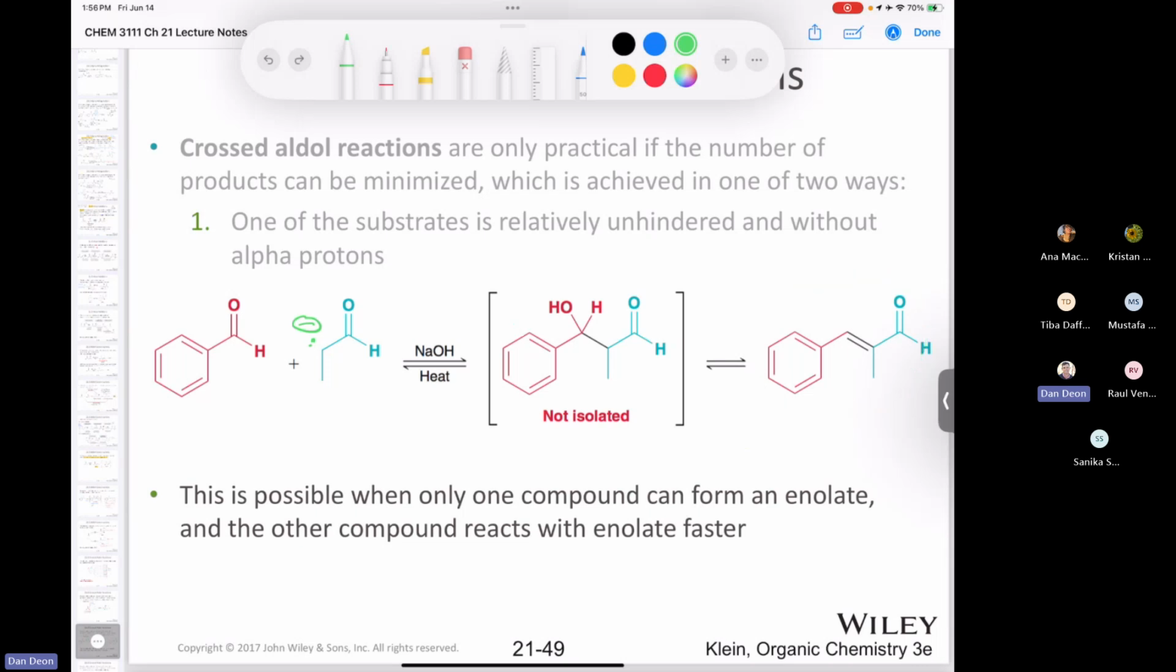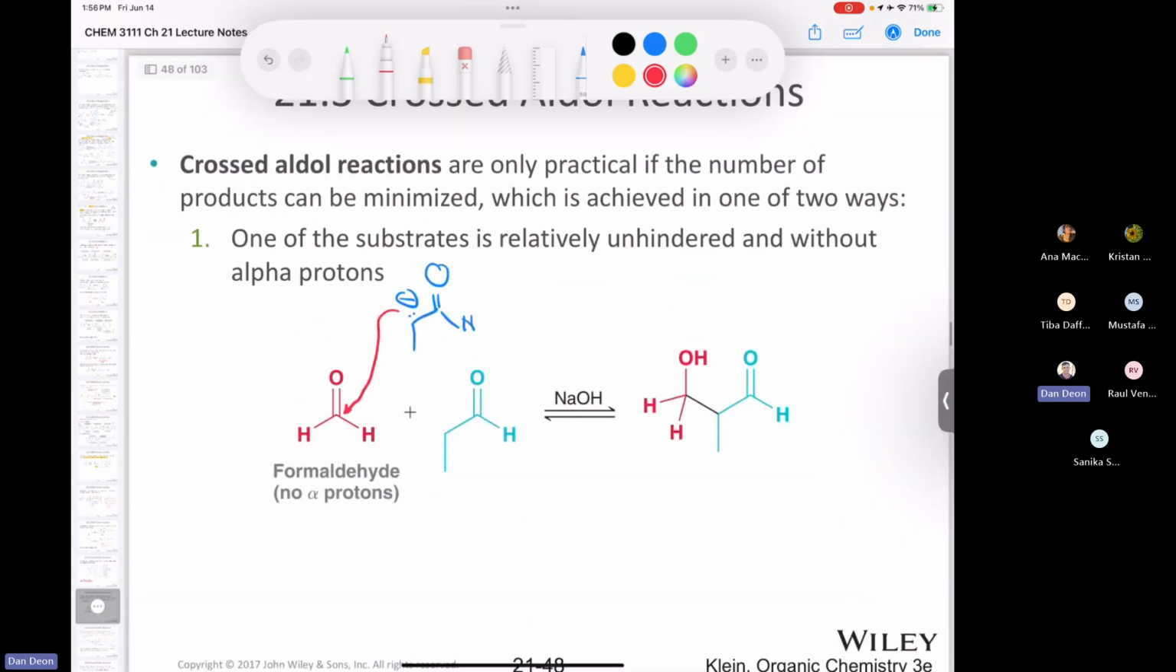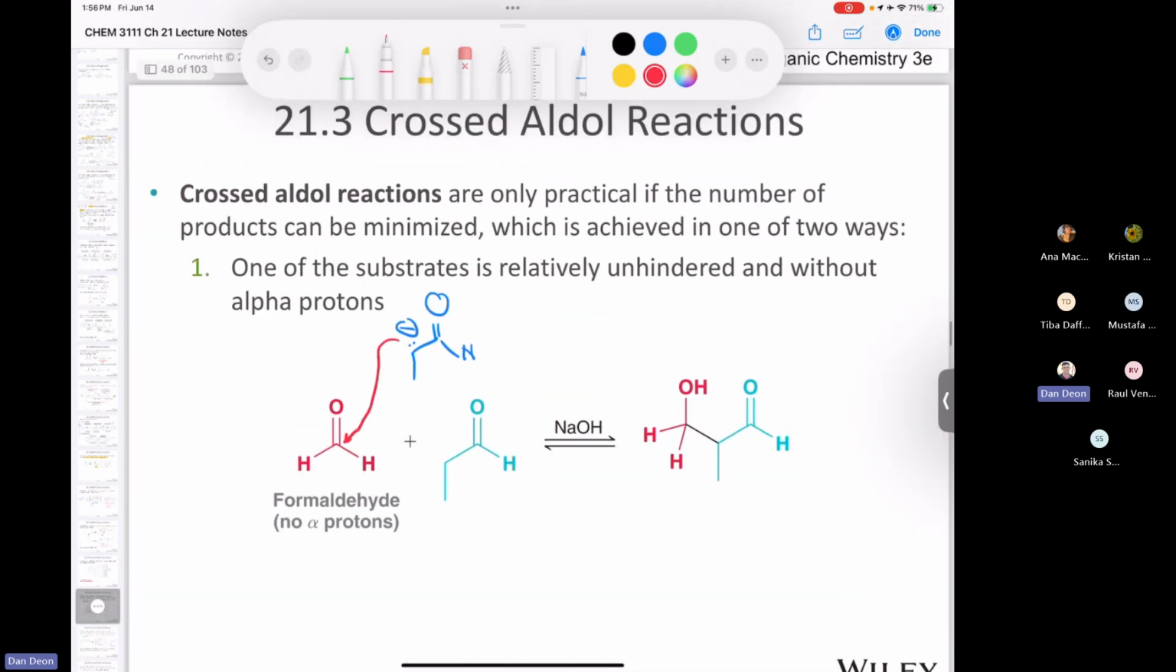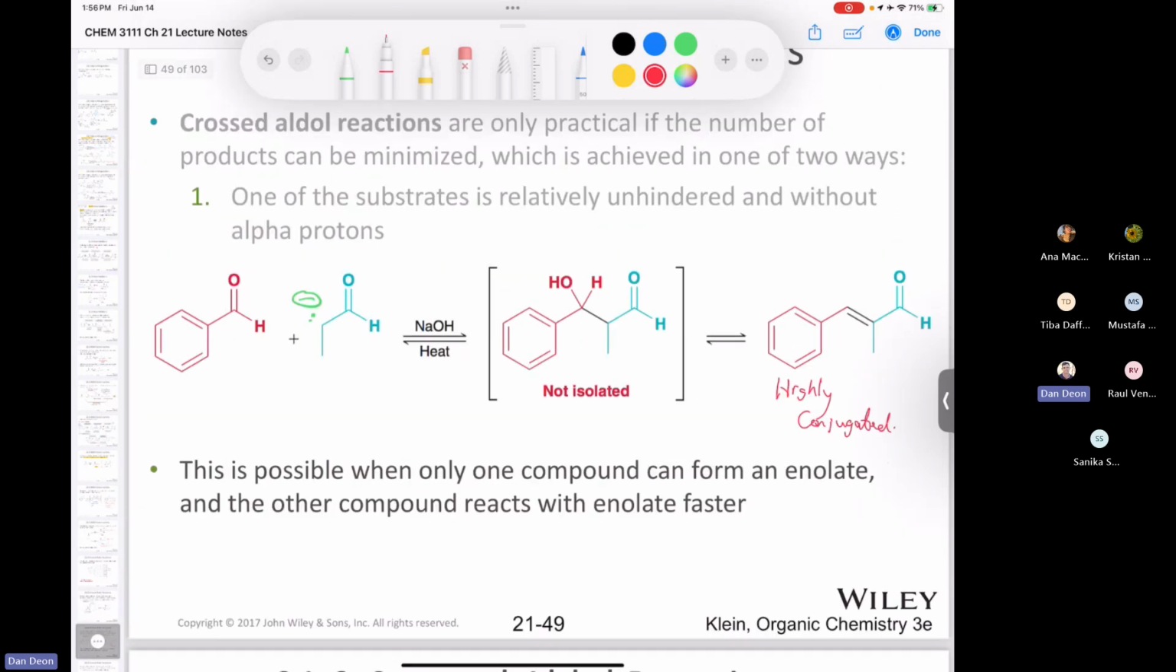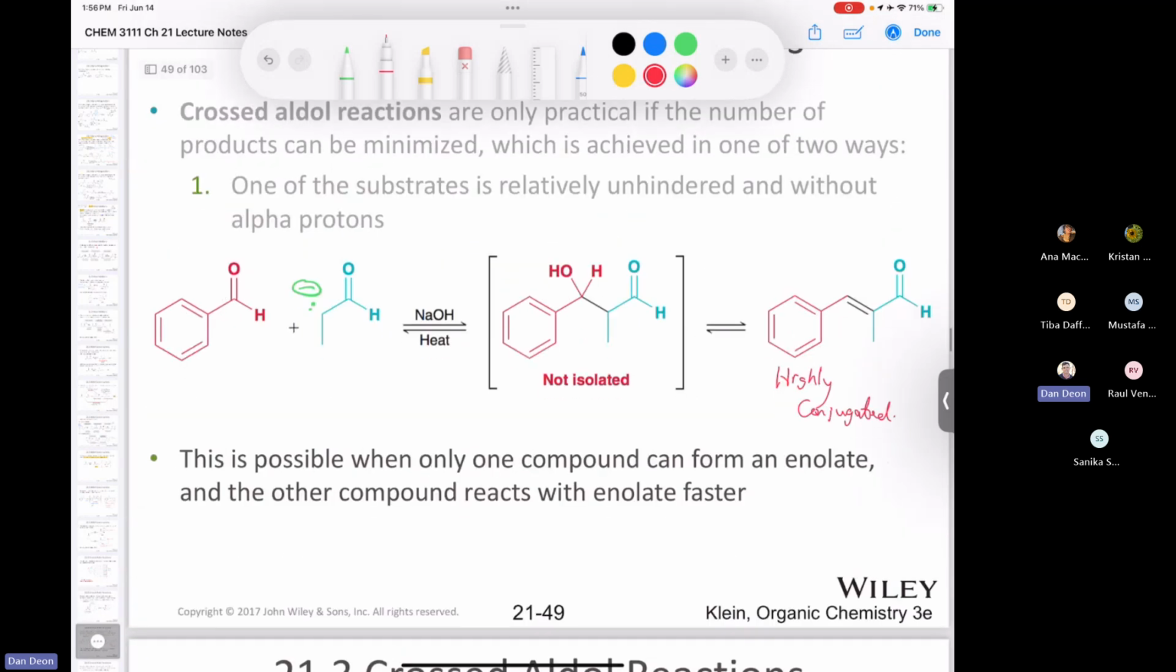So I'll even write that in here. We'll just write here, highly conjugated. So that would be a driving force here, okay? And if you're wondering, do I need to know these specific examples that you're going over? Yes, you do, okay? So make sure you make a note of these, okay? So the next one, benzaldehyde, you end up with such a highly conjugated system.